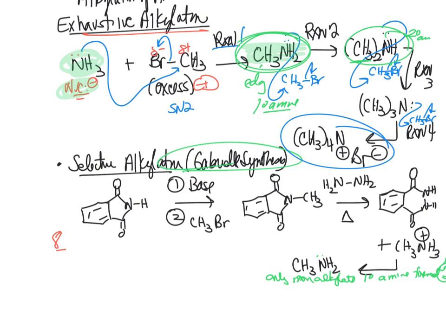Explain why the rate of the 4 reactions gets faster as the reaction progresses from reaction 1 to reaction 4. That's because you're adding more electron donating groups, which makes the lone pair more basic than the former.